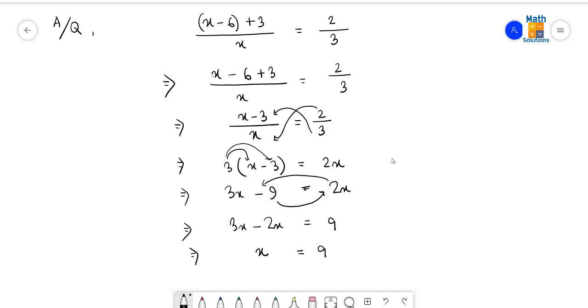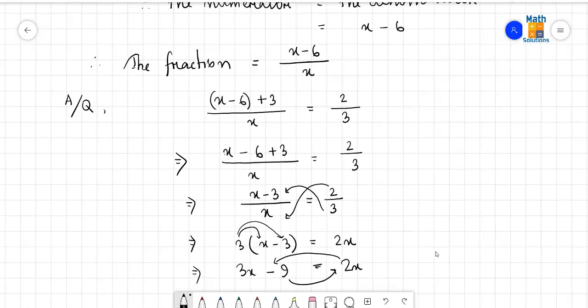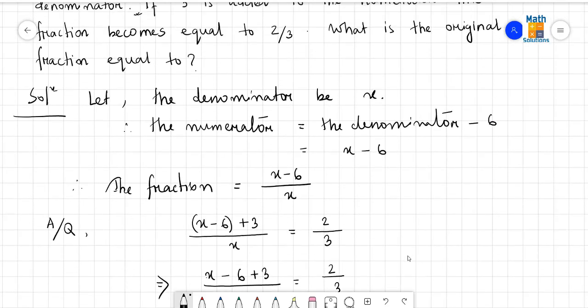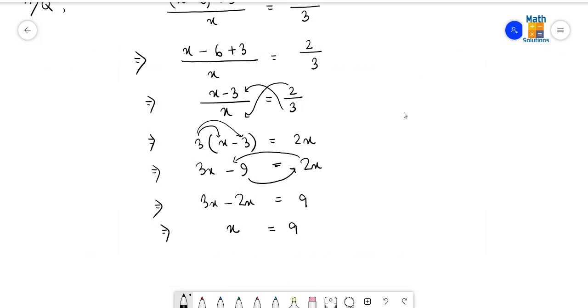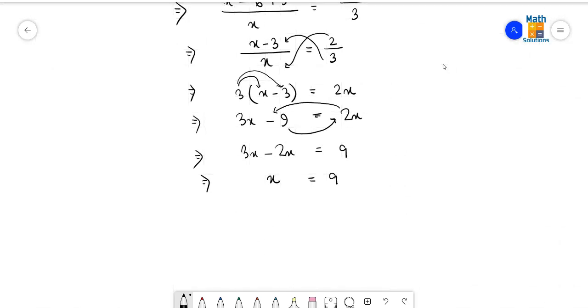And for x, the value we got is 9. Next, we have to find the value of the fraction. Let us check what is asked in the question. It is asked what the original fraction is equal to. So the original fraction will be equal to, let us check what result we get. Hence, the original fraction.